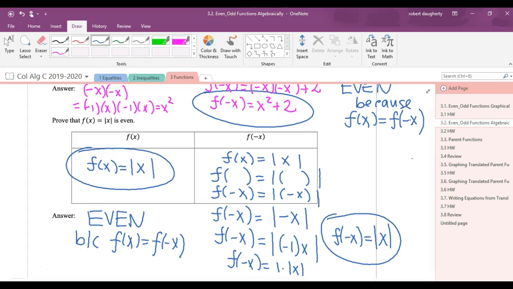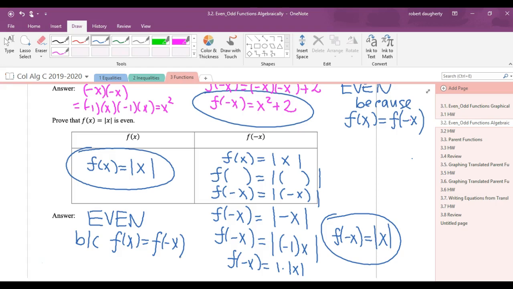Yes, you do. So to prove something is even, you have to prove f of x equals f of negative x. F of x you just copy down, you're given that. F of negative x, you have to substitute a negative x into the equation, and then you have to do some thought process and some algebraic simplification to see, can I get these things to look like they're even?